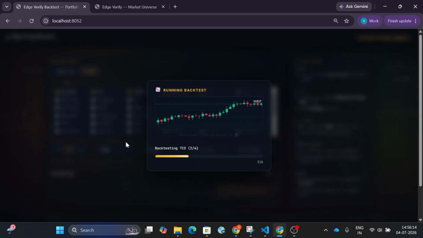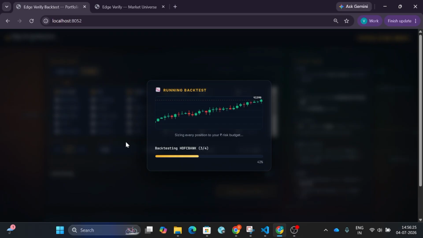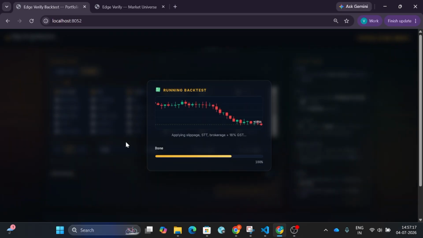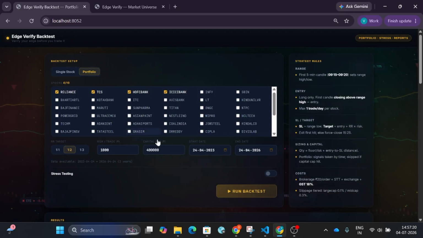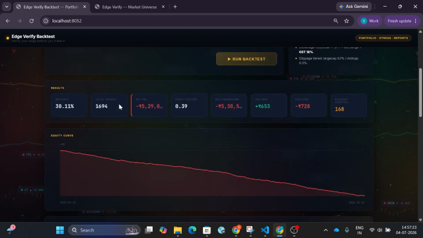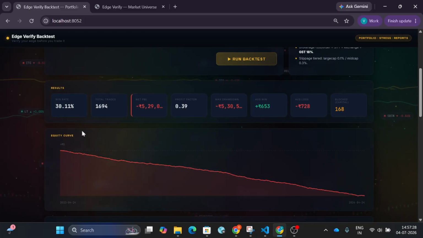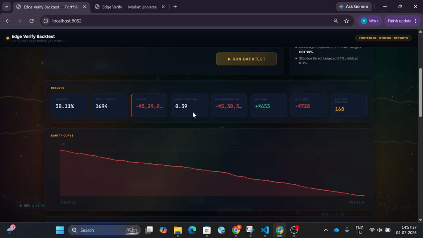It will take some time, so let's wait and see the final result, what we will get on the portfolio for the 5-minute breakout strategy. Cool, it is done. You can see that the backtest is done, and here is the result. Same as before, with the 5-minute breakout strategy and the portfolio backtest, it has a 30% win rate and total trades.